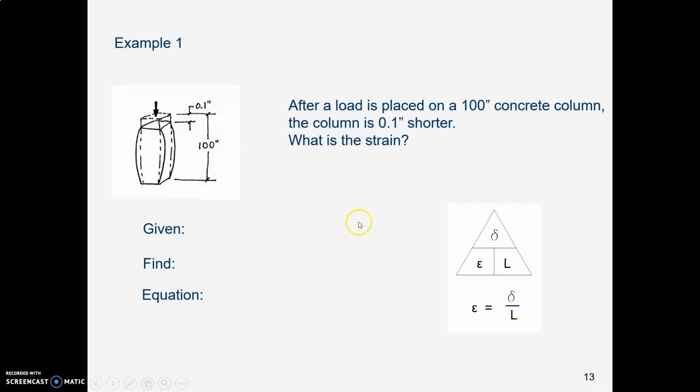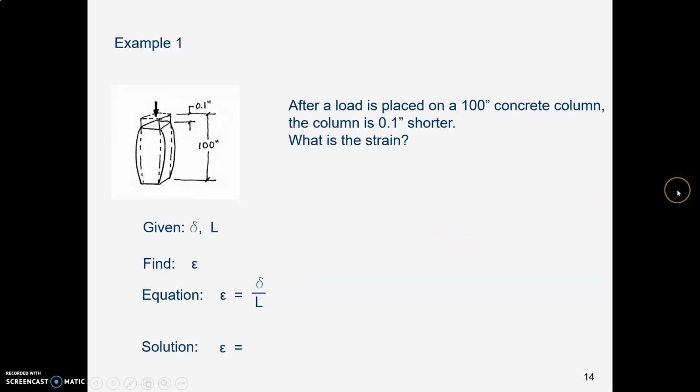What is the strain? I have put our strain equation into one of these triangles, a Müller diagram. So strain equals deformation over length. We're trying to find the strain. Do we know the deformation? Yep, it's 0.1. Do we know the length? Yep, it's 100. Good. So strain equals 0.1 divided by 100 equals 0.001, or 1,000th. And again, no units.